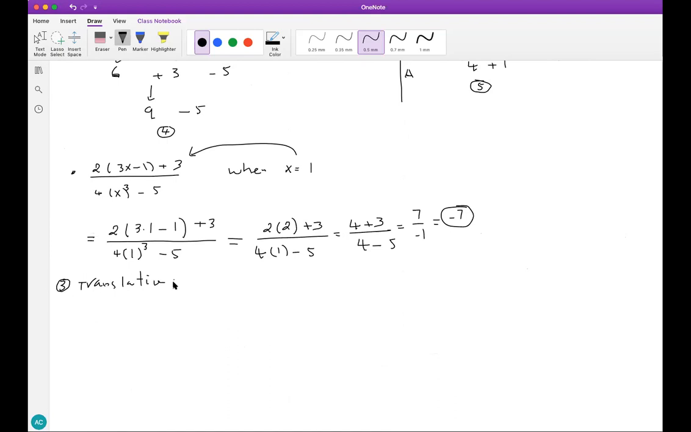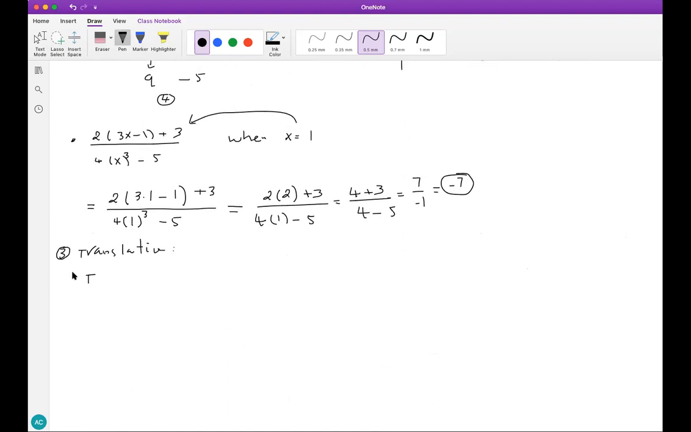Translation of word problems. So sometimes you see "twice a number increased by, let's say, 5." Believe it or not, that's a sentence, but also that's technically an algebraic expression. We can turn it into something with just numbers and letters.